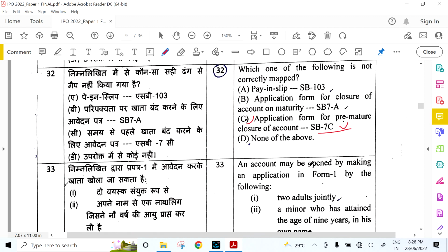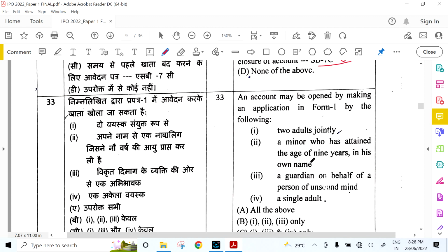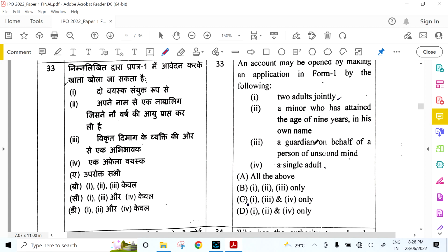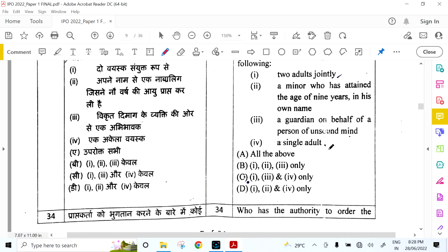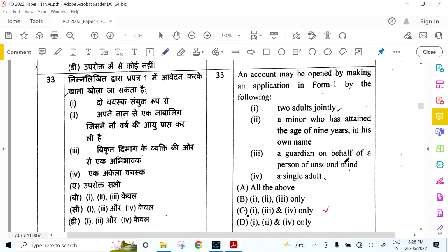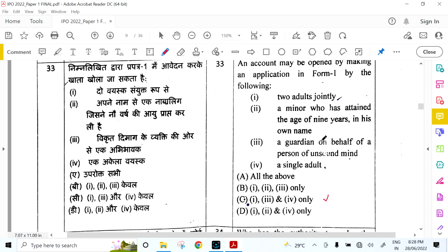So the answer is C. An account may be opened by making an application in form 1 by the following: 2 adults jointly, a minor who has attained the age of 9 years in his own name, a guardian on behalf of a person of unsound mind, a single adult. The answer is 1, 3 and 4 only. Why not 2? Because 2 is given as 9 years. Minor who has attained 9 years is not correct, it is 10 years. The correct answer is 10 years, so this is wrong. So the answer is 1, 3 and 4 are correct. Okay.